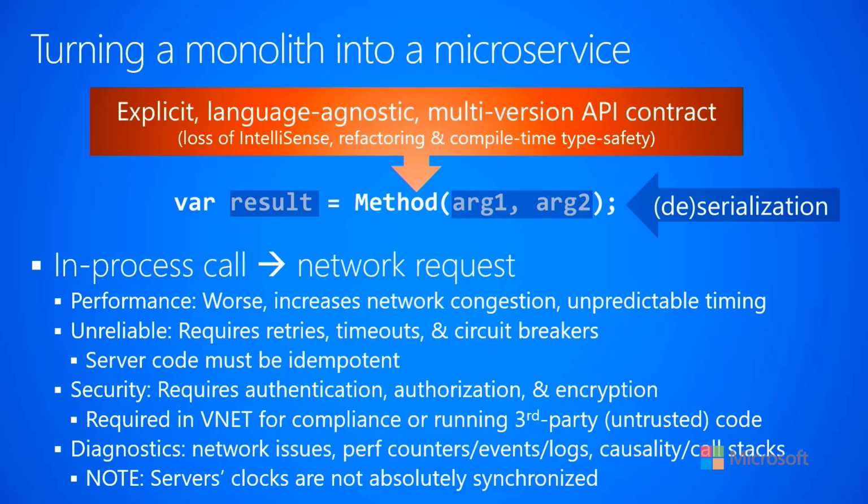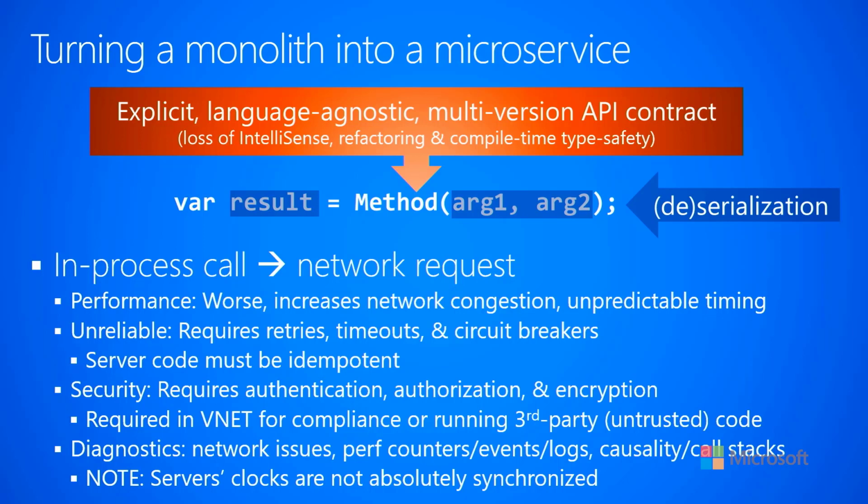Okay. But let's look at some other differences here. Let's compare and contrast an in-process method call to an out-of-process network request. Well, I've already been talking a good bit about the performance difference there. The network request is going to have much worse performance than the in-process method call.